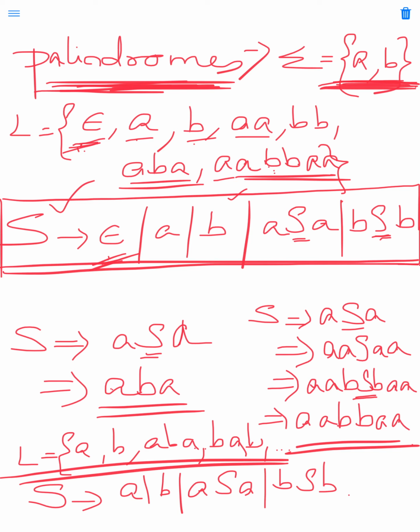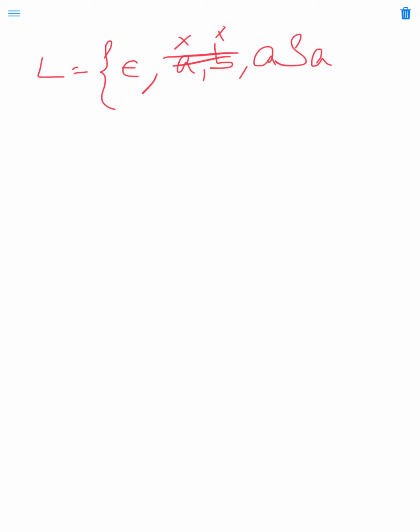Even numbered means in the language, all strings will be of even length. For the even numbered language, epsilon can be taken as the minimum string. Will A be an element of the language? No, it is odd numbered. B also will not be an element of the language. So A and B will not be there. Then using A S A and B S B, you will be able to read the same symbol from left as well as from the right.